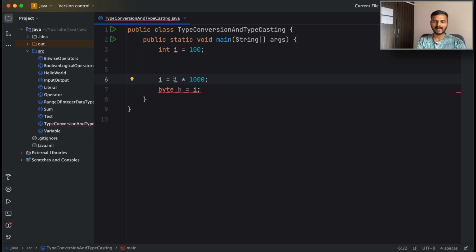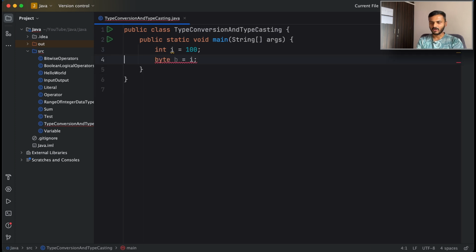But if we as programmers know that the value of I is going to remain 100, or at least is going to remain within the range of byte, we can force the compiler to let the conversion happen. And we can do that this way. What we can do is, over here, before I, we will need to put a pair of parentheses, and inside the parentheses, we will have to say byte. And once we do that, you can see that the error vanished.